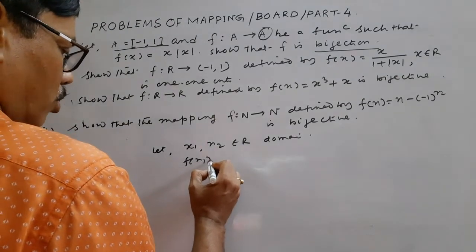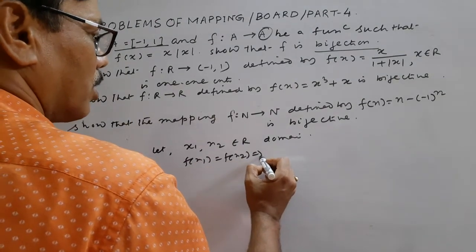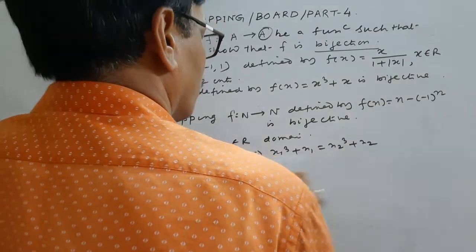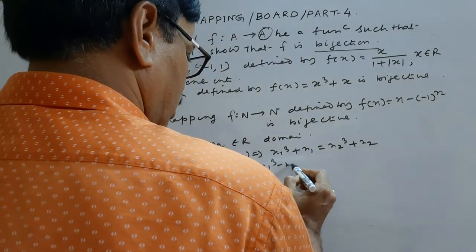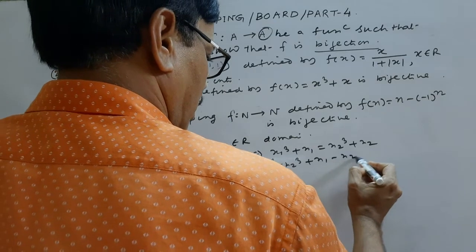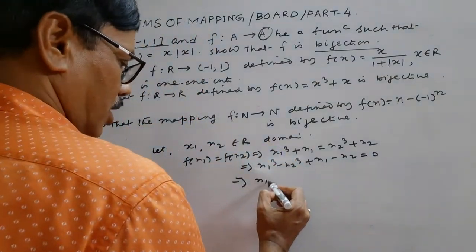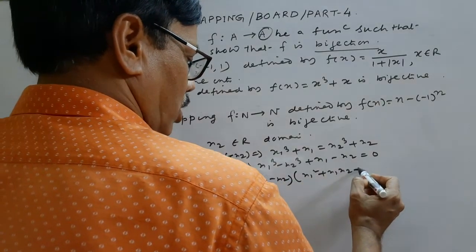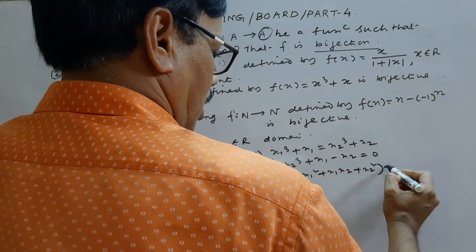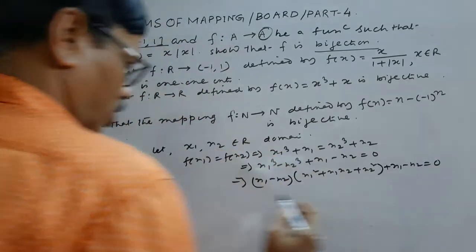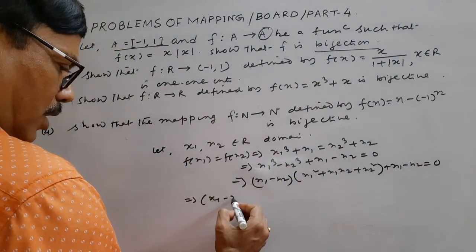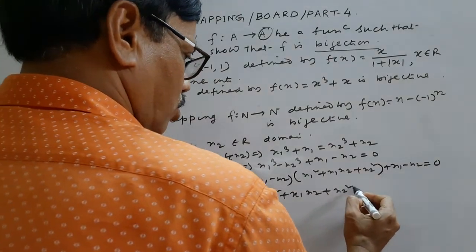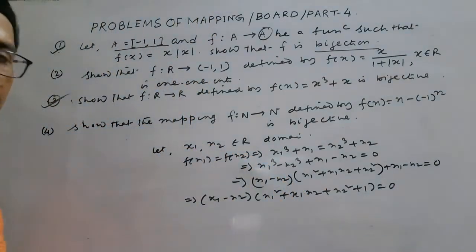So f(x1) equals f(x2) implies x1 cube plus x1 equals x2 cube plus x2. So x1 cube minus x2 cube plus x1 minus x2 equals 0. So x1 minus x2 is common, and the other factor is x1 square plus x1 x2 plus x2 square, plus 1, equals to 0.